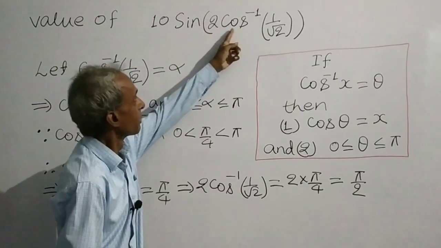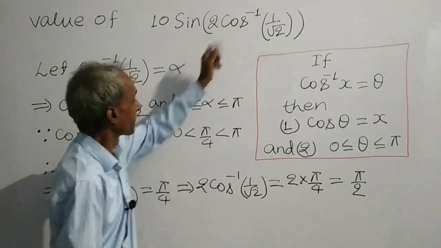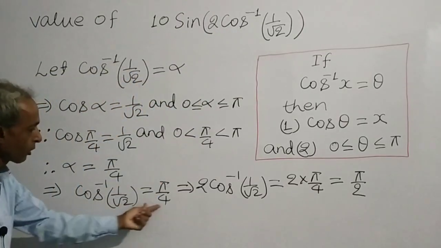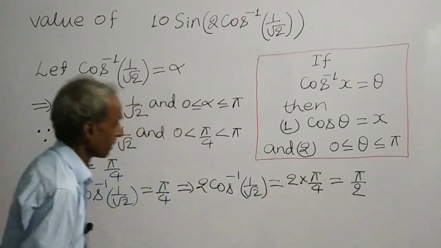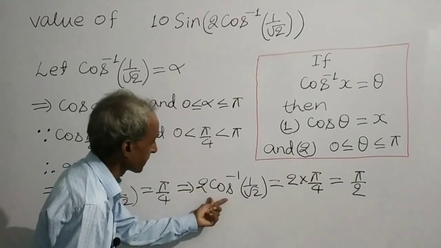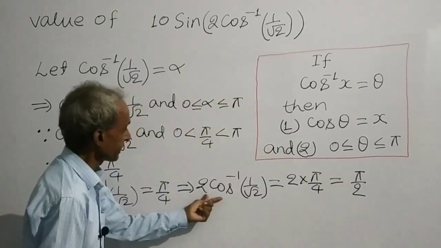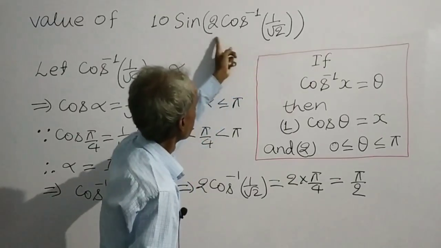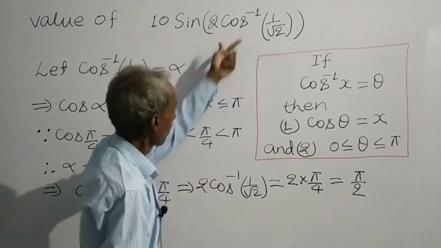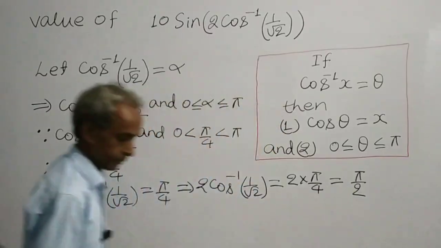Here 2 comes before this cos inverse. Therefore, we also multiply both sides by 2. Then the value of this is pi by 2. This is the expression inside this bracket. The value of this expression is pi by 2.